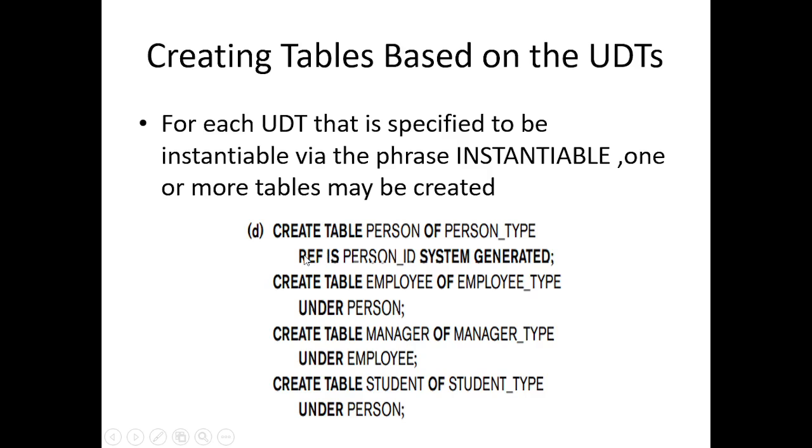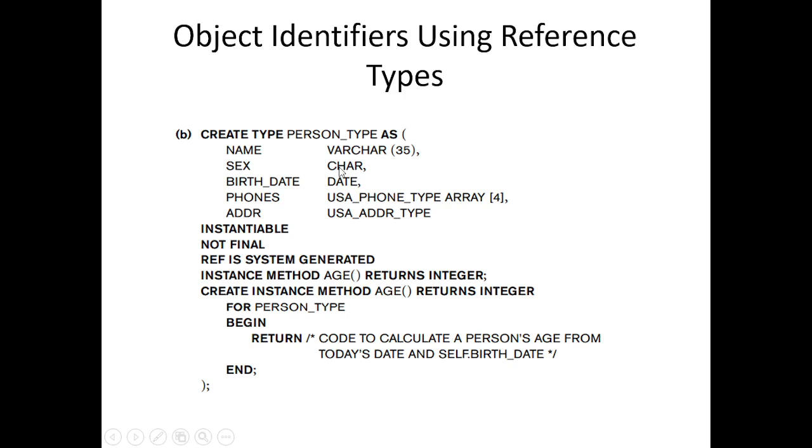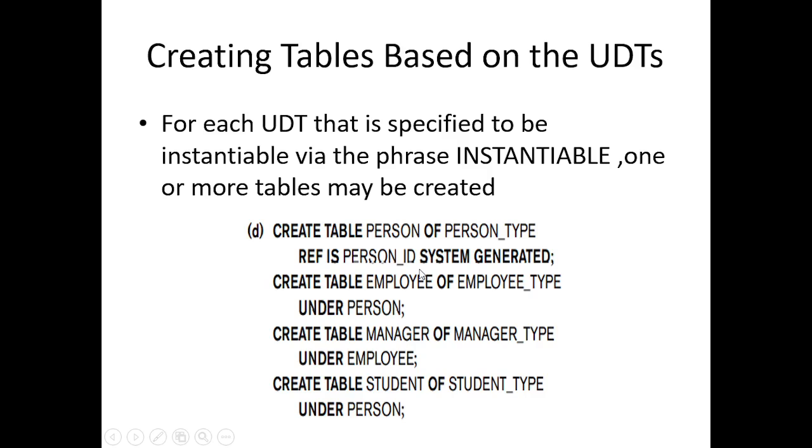So here we have create table person of person type. So here we are creating persons of this type, person type. And ref is person ID system generated. Then create table employee of employee type under person. So we know under is for this inheritance. As we move on, we'll see them.